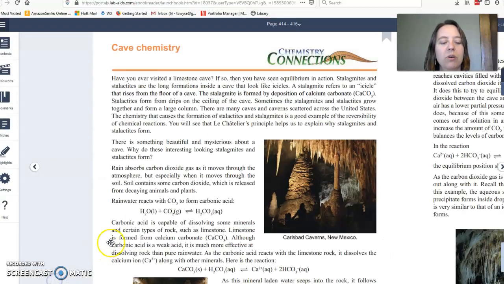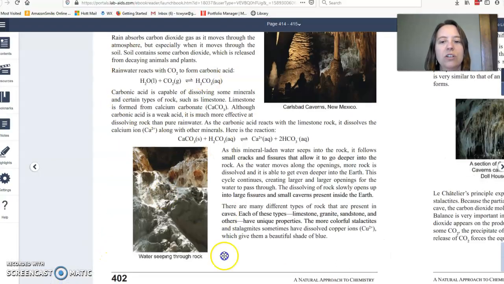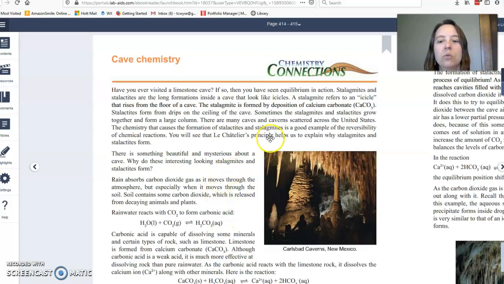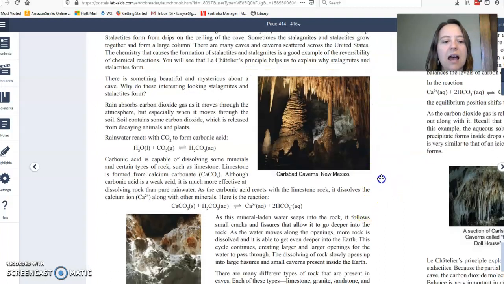So looking in our book on page 402, we know that there are caves with stalagmites and stalactites. The stalactites are on the ceiling and the stalagmites are coming up from the floor, and they are deposits of calcium carbonate. So how does that happen?